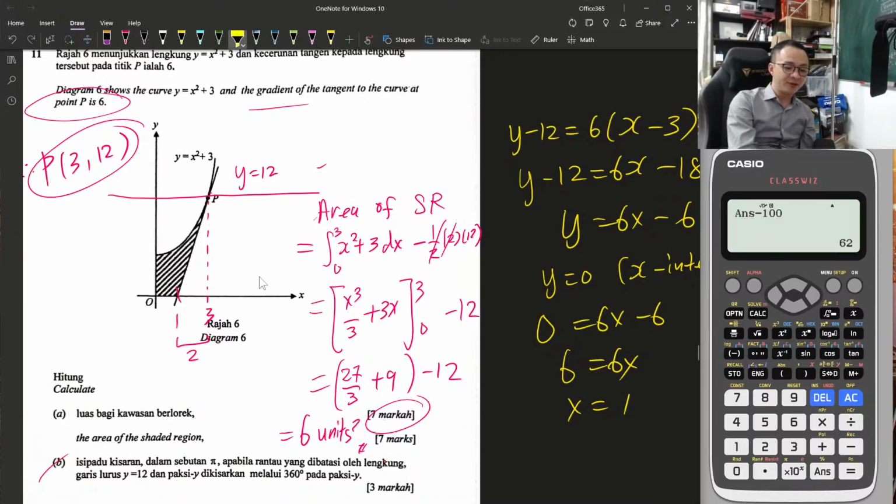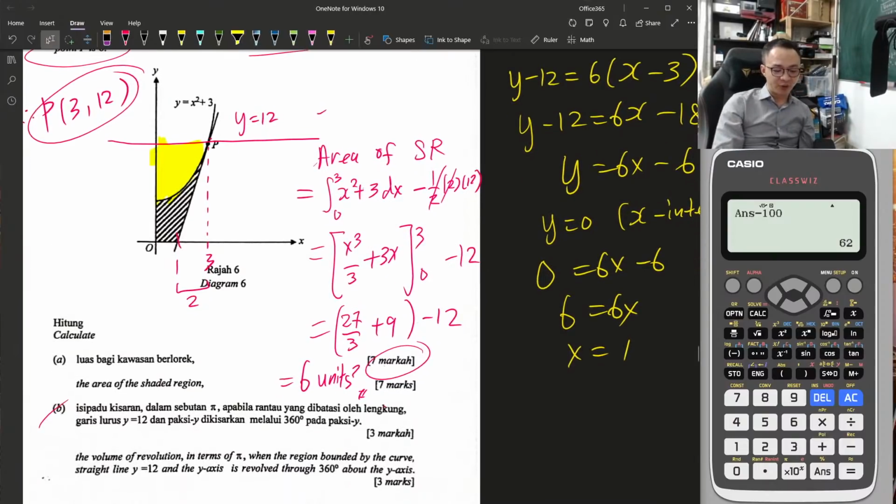So the area surrounded by the curve, this line and the y-axis, I guess they are talking about this yellow color area. This area is going to be rotated on the y-axis 360 degrees. First thing is, I know this one is 12, but I do not know this value. So I need to make x equal to 0 to find the y-intercept. y equals 0 squared plus 3, y is equal to 3. So this value is 3.